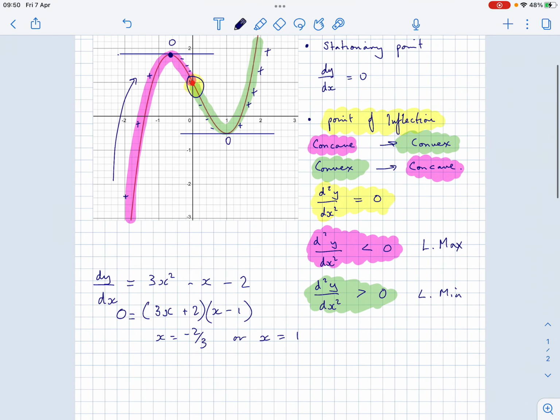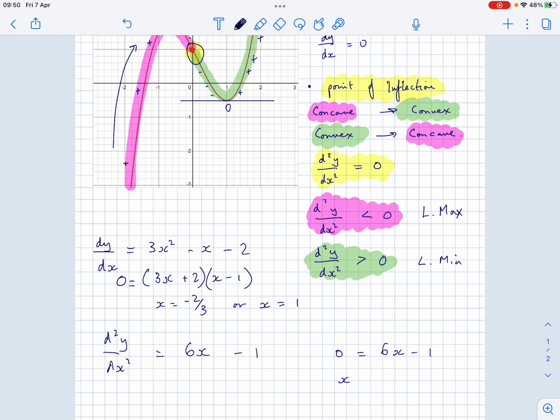Let's go again then. So differentiate it again. Cool. So we're going to get 6x minus 1. And then we're going to set that equal to 0, and then solve it. So we get x equals 1/6.